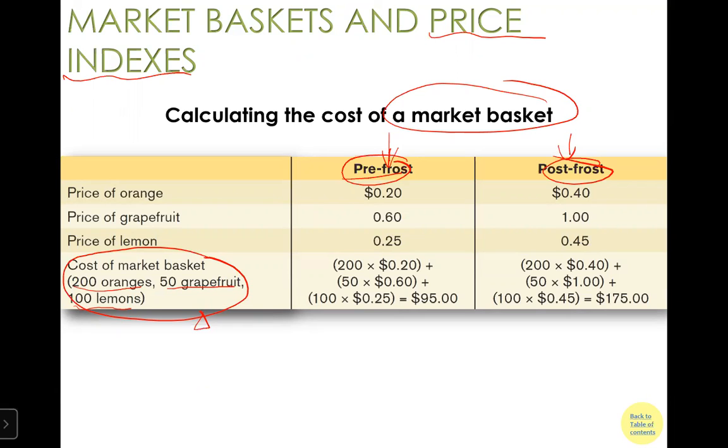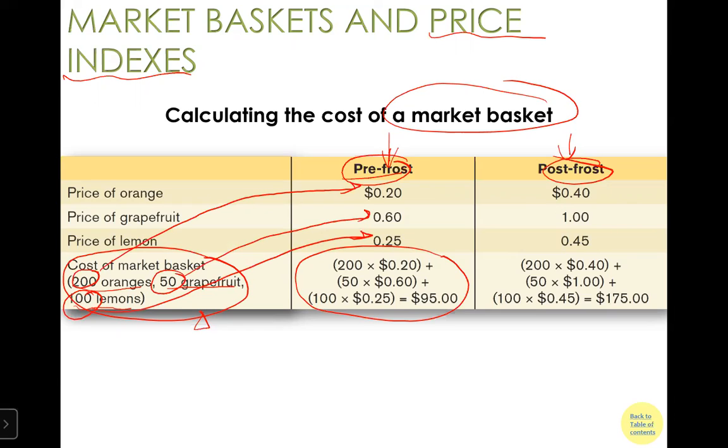Okay. And the way we do that is look at here. So calculate the cost, right? Essentially use 200 times the price, 50 times the price, and 100 times the price. Right? And then we get 95. This is the cost of this market basket.